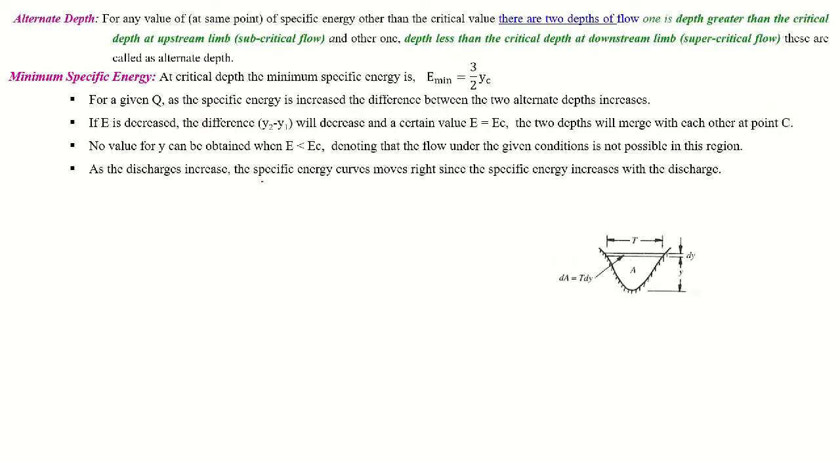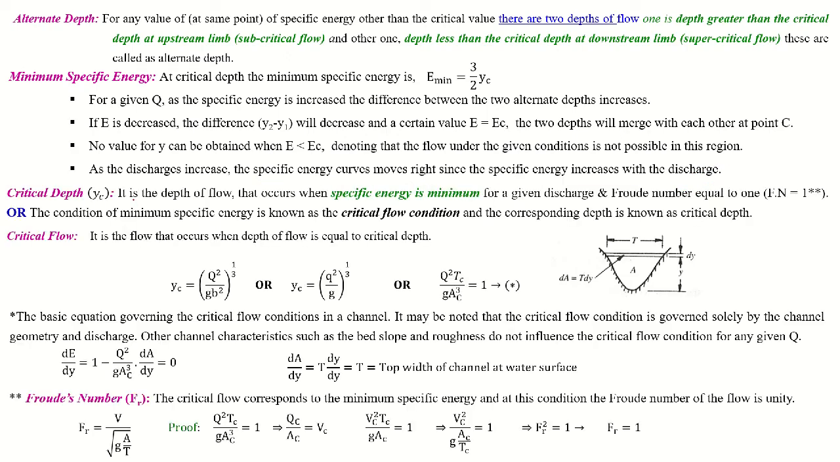As the discharge increases, the specific energy curve moves right, since the specific energy increases with the discharge. Same thing we discussed just now. The critical depth is the depth of the flow where the specific energy is minimum for a given discharge. And in this condition, the Froude number is equal to 1. The proof is also given here.